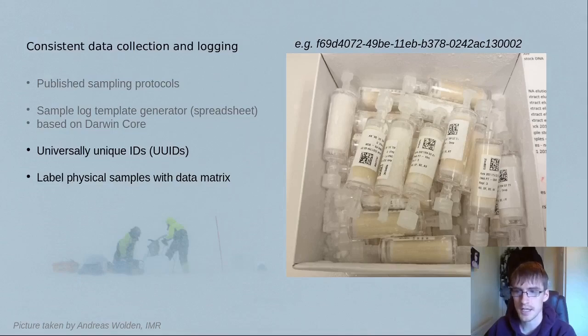Crucially, each sample is logged with a universally unique ID, or UUID, which you can see as a 32-digit hex number at the top here. A UUID can be represented as a data matrix that you can attach to a label, and then you can stick that onto your sample. So by doing it this way, the physical sample and the electronic log are linked.